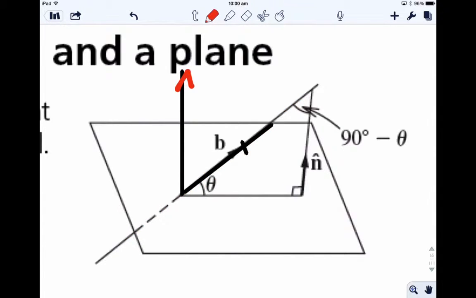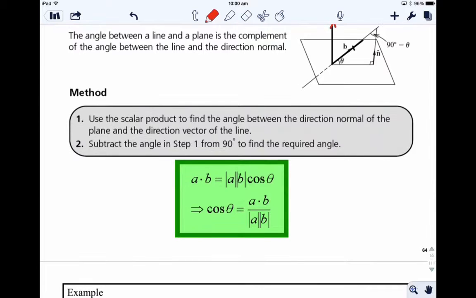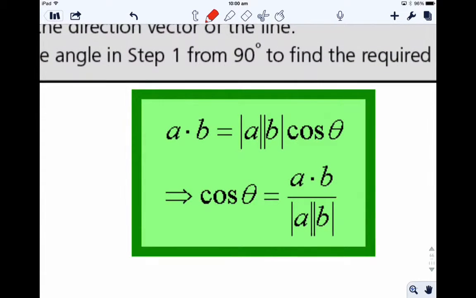Okay, so we find this angle using the calculation. The actual angle we're after is theta. So our answer is going to be 90 minus that. Pretty simple. And we're using this formula here for the angle between two vectors. In this case we just need to recognize that the two vectors we're talking about are the normal to the plane and the vector in the direction of the line.